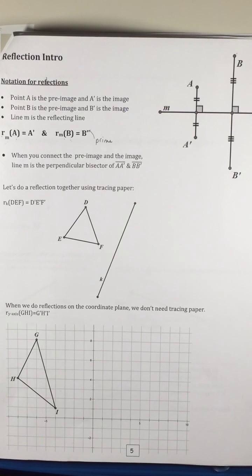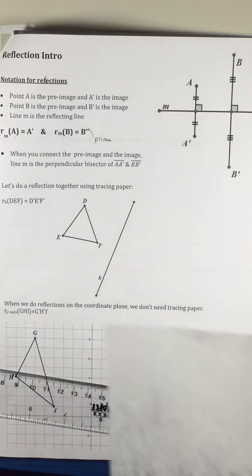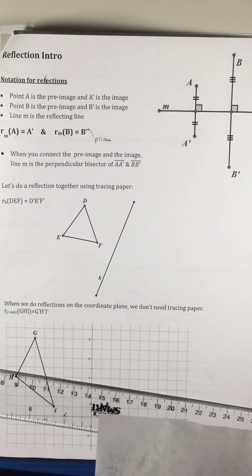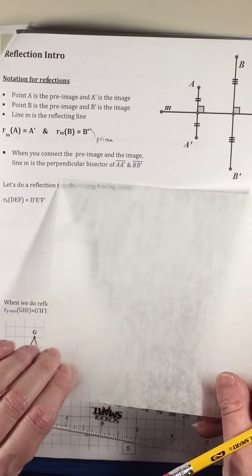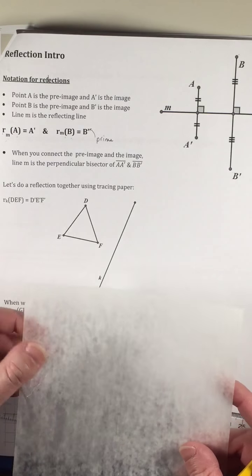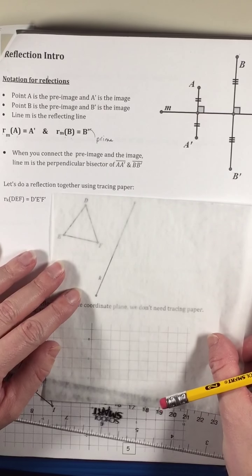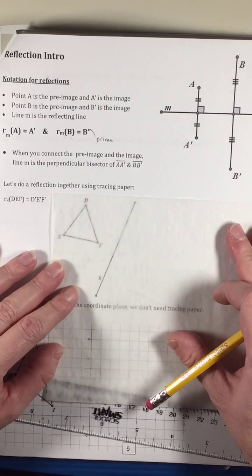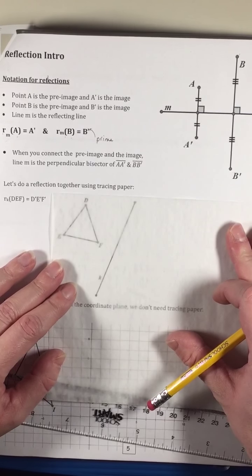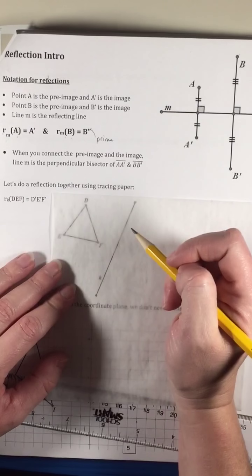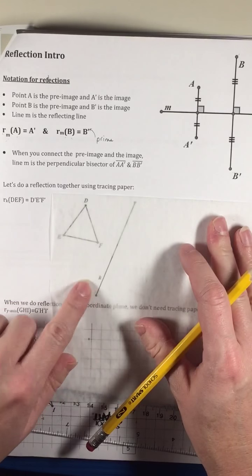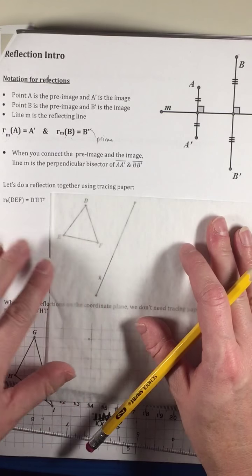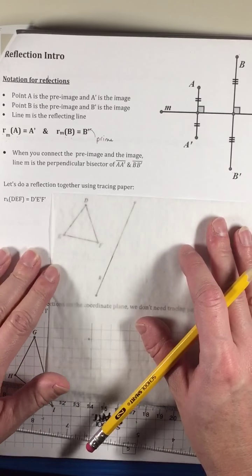Okay. So what we're going to do is now practice using our tracing paper. I would probably find which side is the rough side. That tends to work better with tracing paper and pencils. Remember, do not use pens. So I am going to make sure I have enough tracing paper to cover the whole image, pre-image, and the reflecting line.